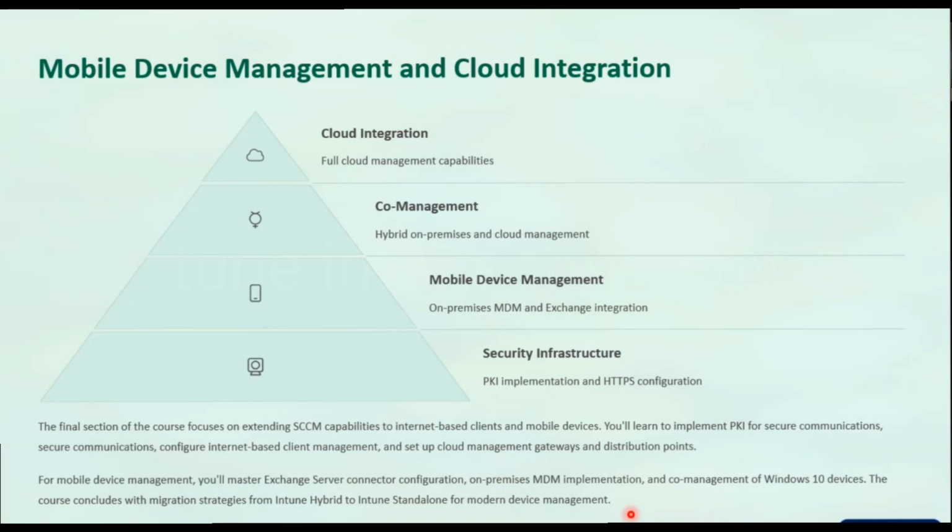It checks two things. First, it checks the role, whether you are privileged enough to access that network, and second, whether the device is compliant or not. If those are compliant, you have access to the network and the resources. So for mobile device management, we'll set up the Exchange Server Connector configuration and do the on-premises MDM implementation. Let me see what sort of configuration is given to me when I have the infrastructure, and accordingly I'll plan it out.